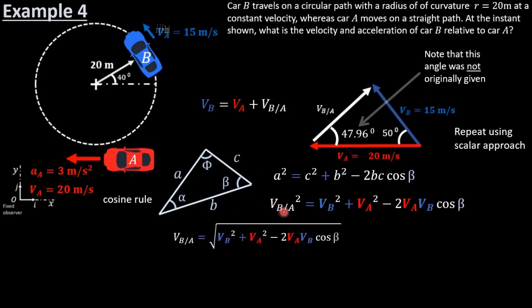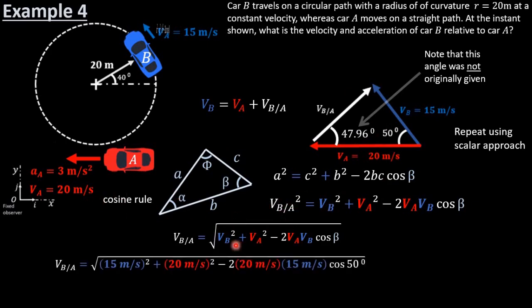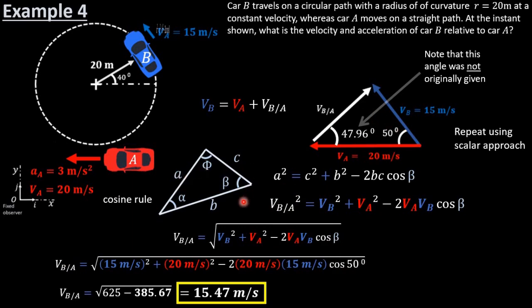I'll just rearrange that for the relative velocity by square rooting both sides. Then I'll substitute the values for the velocity of car B and car A and the angle beta, which was 50 degrees. Simplifying it down in my calculator, I get 15.47 meters per second, which is the same answer that we got previously.